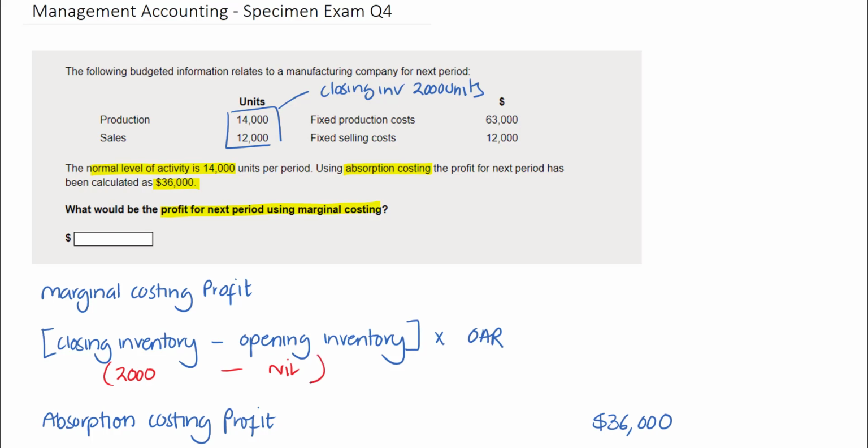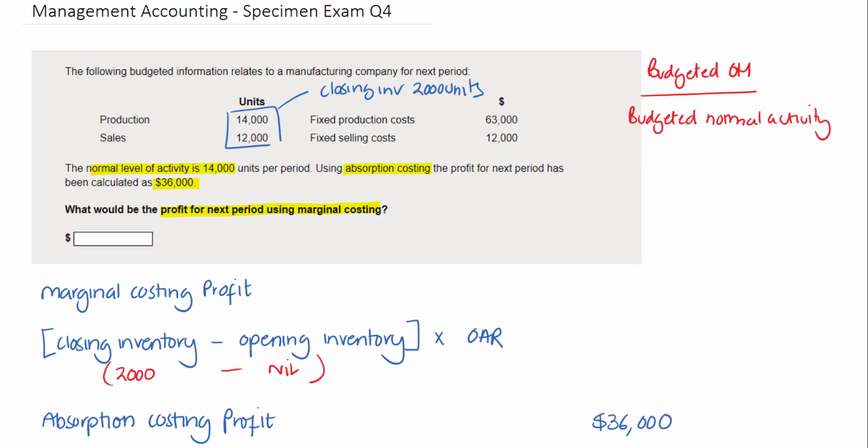We now need to calculate the OAR. We can work out the OAR from the information provided. The formula to work out the OAR is always going to be the budgeted overhead divided by the budgeted normal level of activity. Now, this information is provided in the question. The budgeted overheads have been given as $63,000, and the budgeted normal level of activity has been given as 14,000 units. If we plug this into our calculator, we get $4.5. So we now have the OAR.